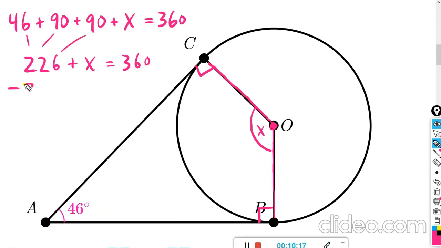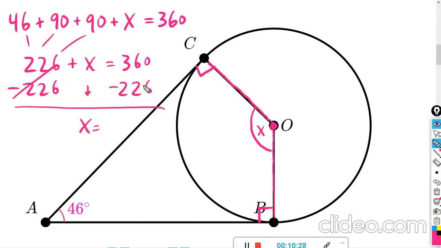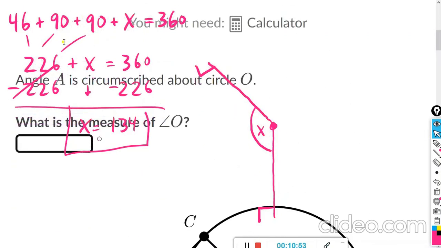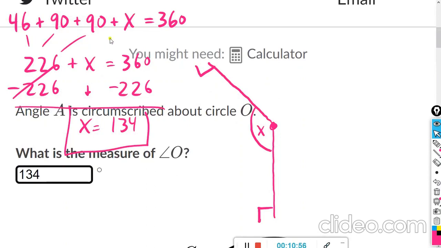Solving for X, subtract 226 on both sides. It cancels right here. Bring down your X. And let's see, 10 minus 6 is 4. 5 minus 2 is 3. And 3 minus 2 is 1. So X is going to be 134. So that's this angle right here. And the answer makes sense. We can see it looks like it's about 134. And you just click inside the box and you type 134.